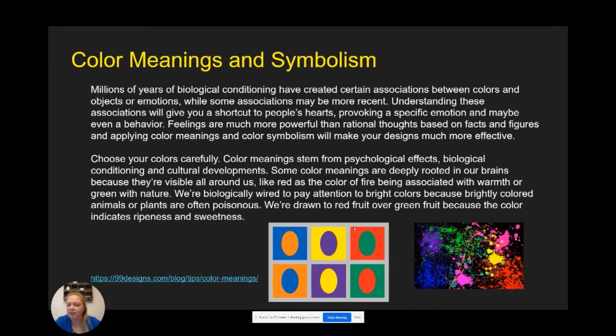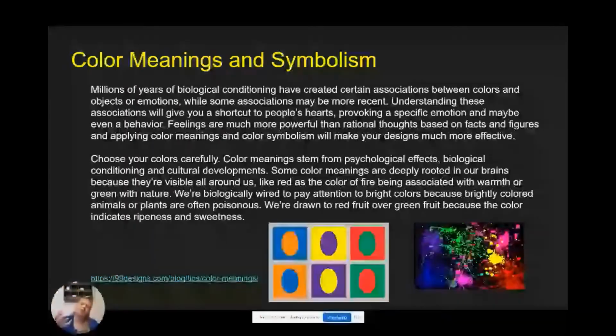So millions of years of biological conditioning have created certain associations between colors and objects or emotions, while some associations may be more recent. Understanding these associations will give you a shortcut to people's hearts, provoking a specific emotion, which we want in theater, and maybe even a behavior. Feelings are much more powerful than rational thoughts based on facts and figures. So they're saying your emotions are more persuasive to your audience than facts and figures. And applying color meanings and color symbolism will make your designs much more effective.